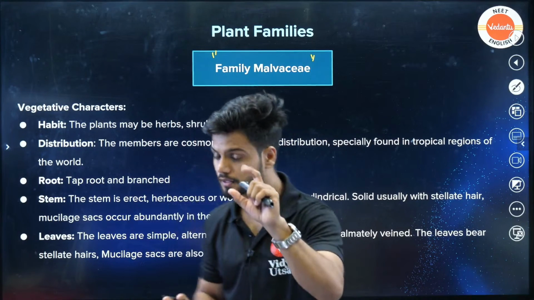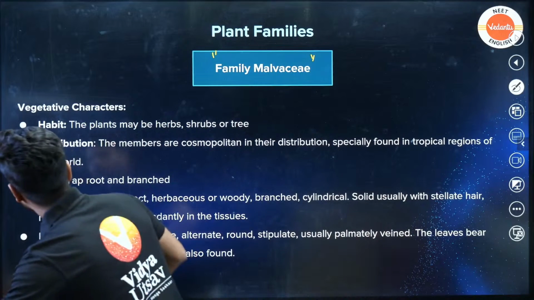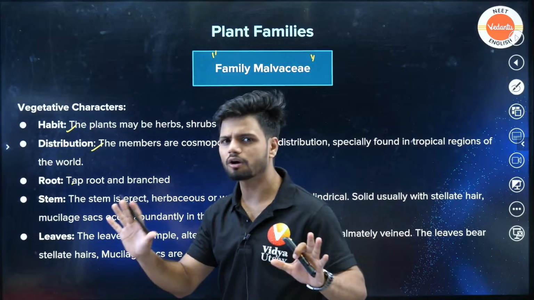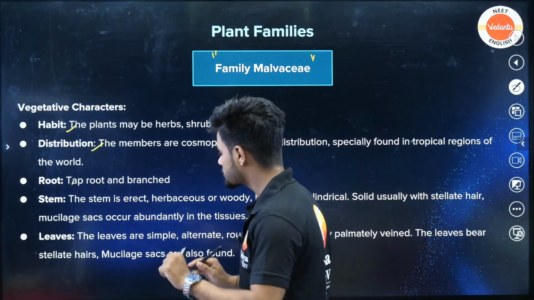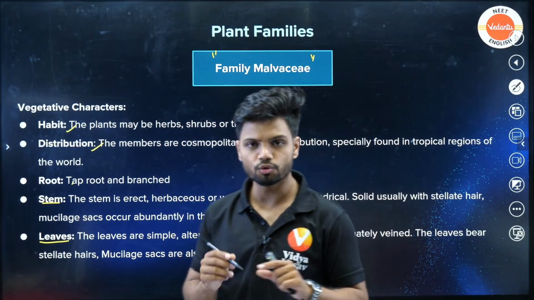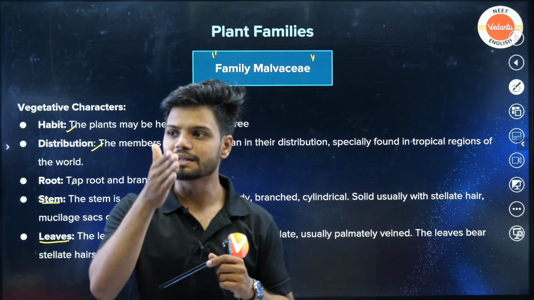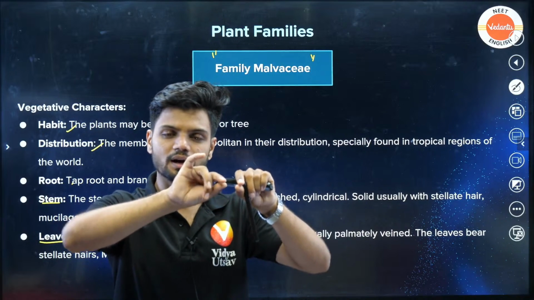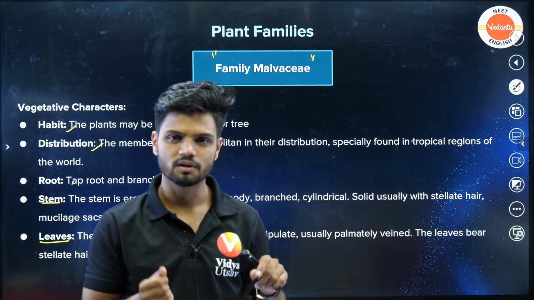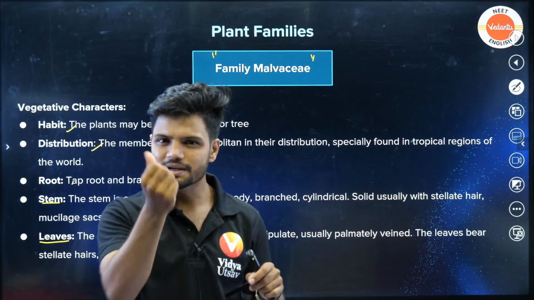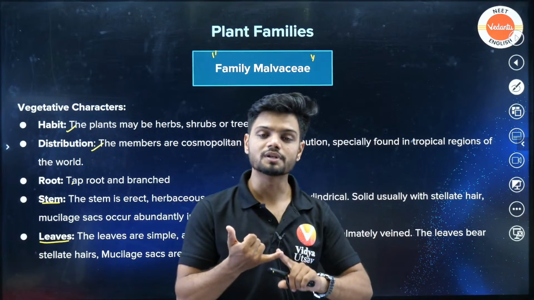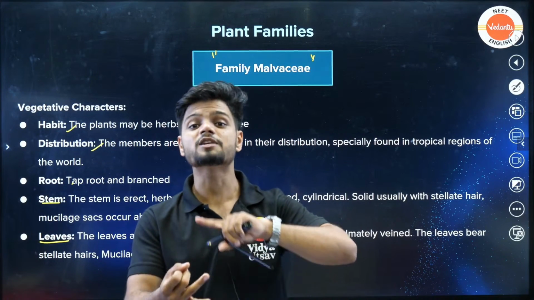Starting off with habitat, distribution, root, everything is general. They'll not ask you questions from here. But they might ask you questions from the stem and the leaf. Have you cut the lady's finger ever? When you cut the lady's finger, do you see a mucilage kind of substance, like a jelly-like structure? That is what is present in your fruit. The same mucilage is also present in your stem as well as your leaf.